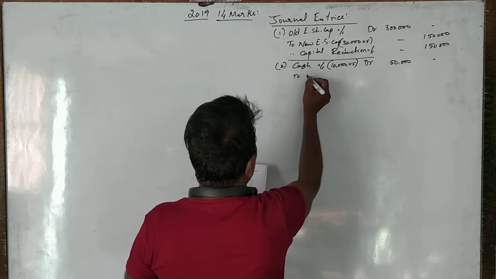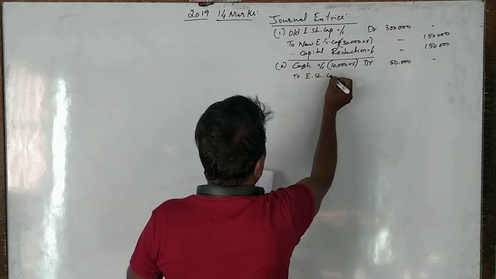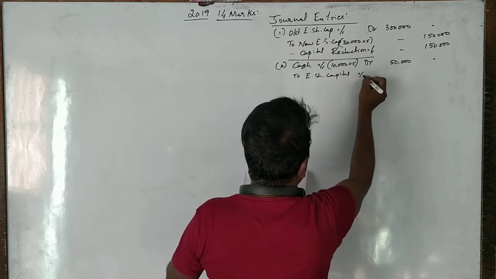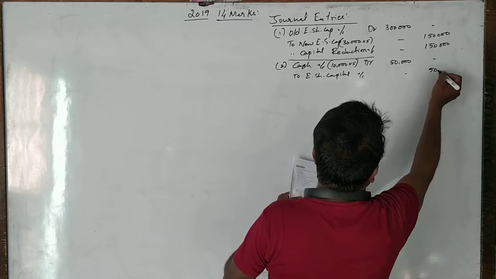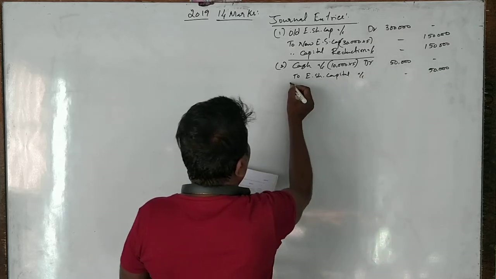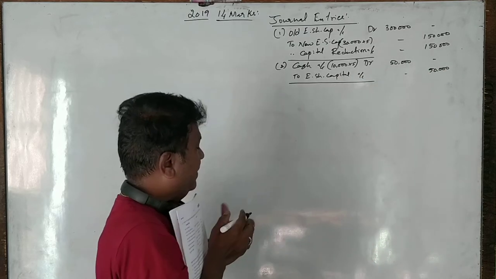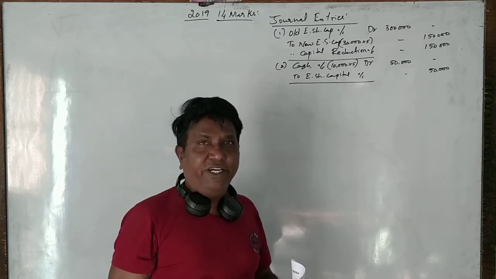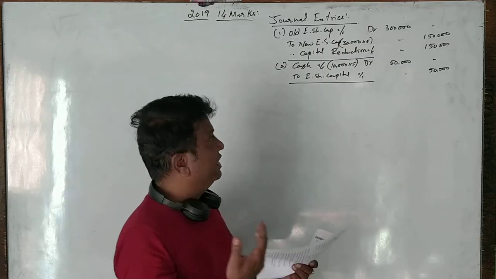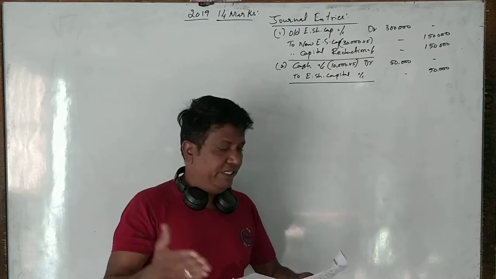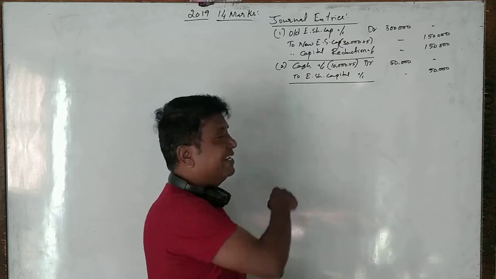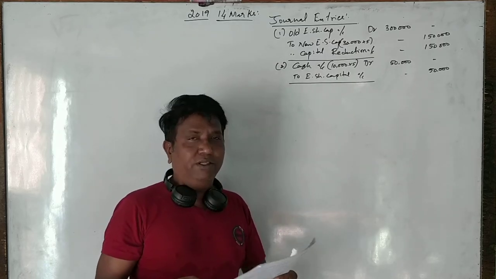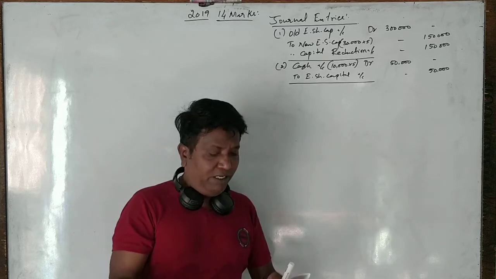to equity share capital account, 50,000. So we are receiving completely at once. We are issuing 10,000 equity shares and we are receiving 50,000 rupees of cash. So 10,000 into 5. The narration we can give for this is: being equity share capital issued. So that ends adjustment number 1.